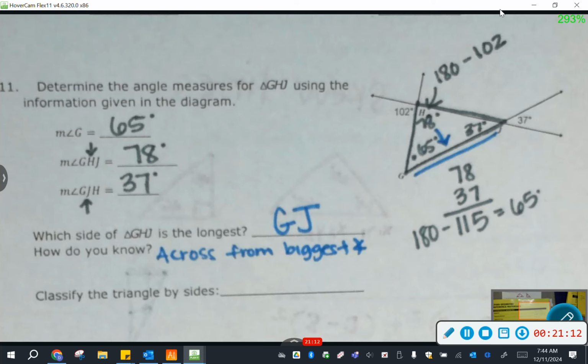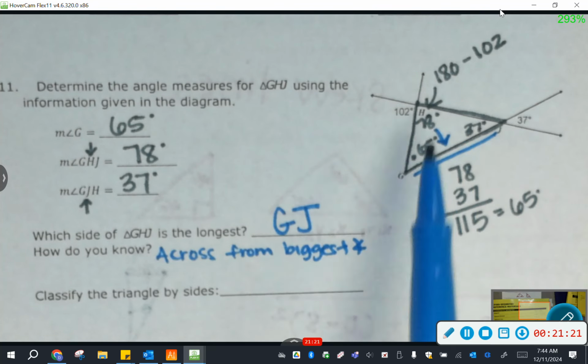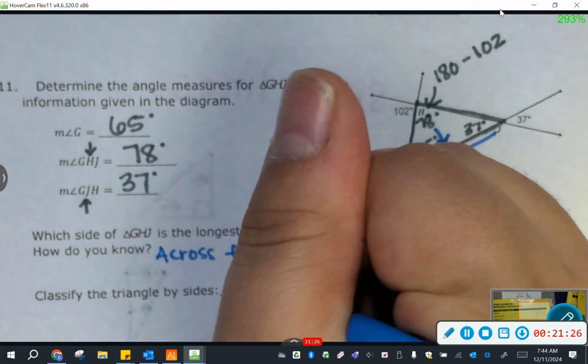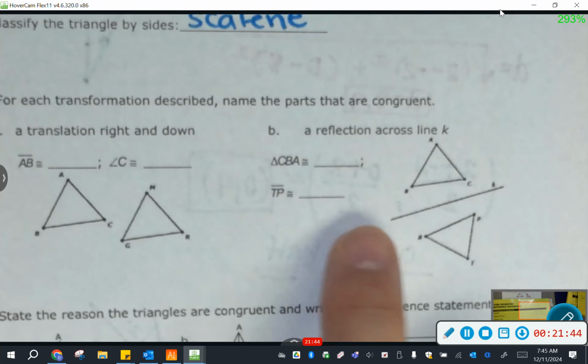Okay, how would we classify this by sides? By sides, isosceles, equilateral, or scalene? Any of these angles the same? By sides the same. So what's that called? Scalene. Okay, I'm not going to worry about that one. We're going to do this one right here.